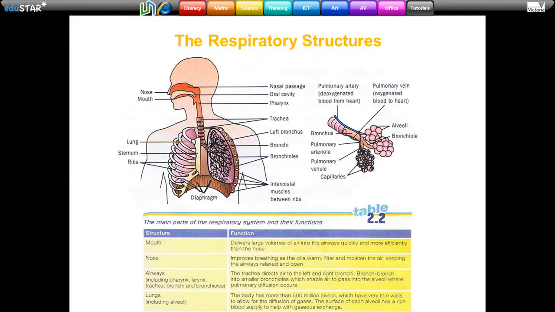The main parts of the respiratory system are the nose and mouth, the nasal passage, the pharynx, the larynx, which sits just below the pharynx, the trachea, the bronchi, and the bronchioles, and then the tiny little air sacs where the oxygen is transferred into the bloodstream, which are called alveoli, which are these little air sacs over here.